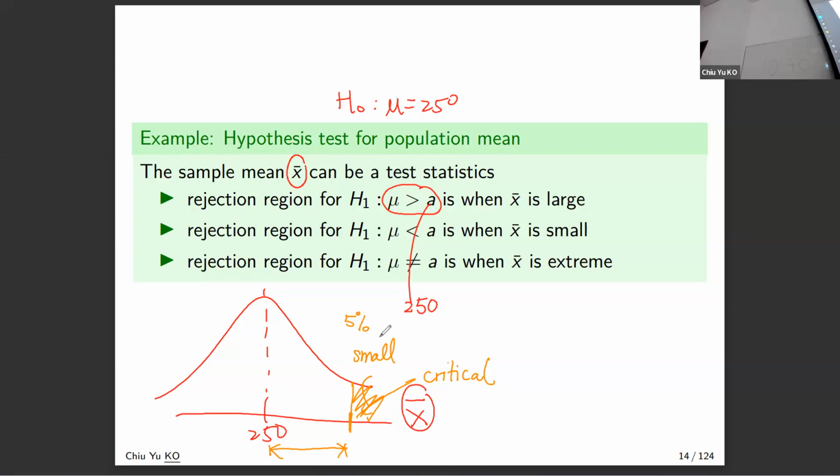Is that clear? Don't worry about that. We'll go over this again. It should be no problem.